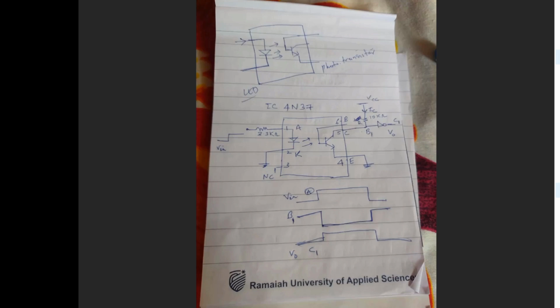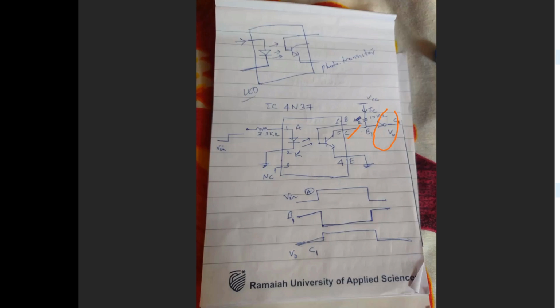Now you see at pin number 5, there is an inverter. A NOT gate is connected whose input is B1 and output is C1. Now what happens, whenever the light falls, the current starts conducting between the collector and emitter. So at B1, between VCC and B1, there is a 10 kilo ohm resistor.